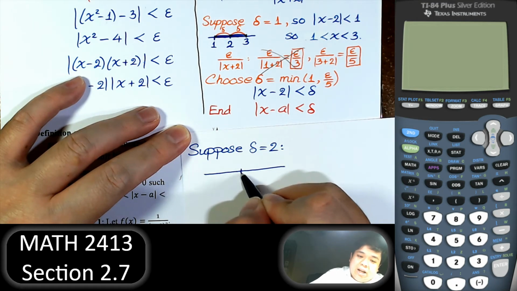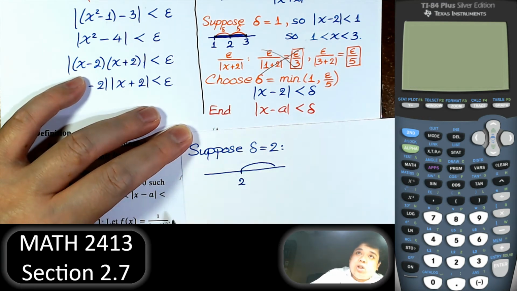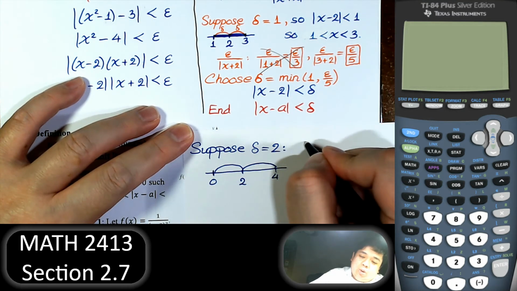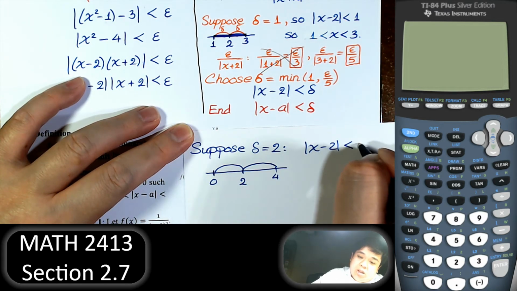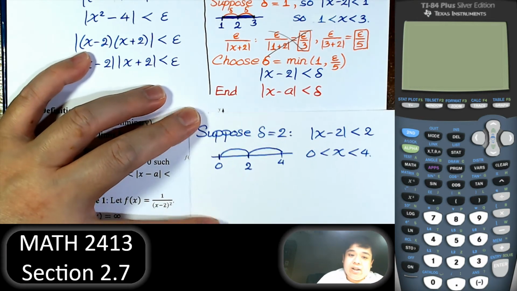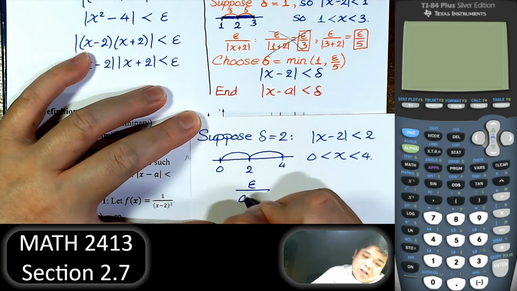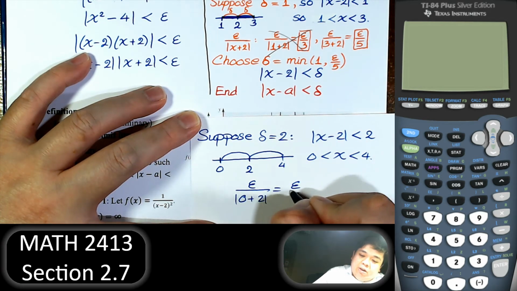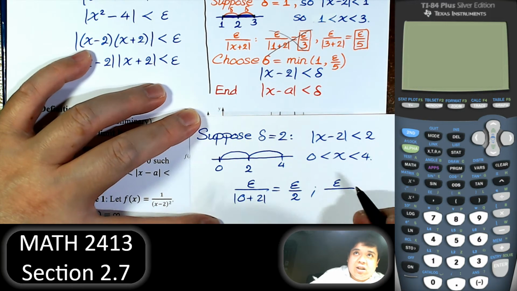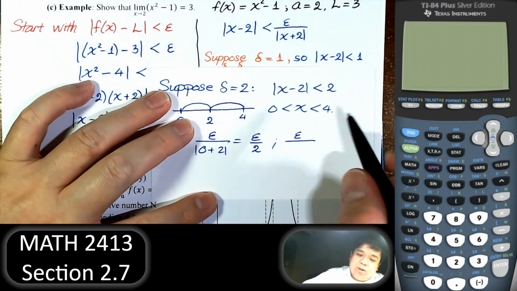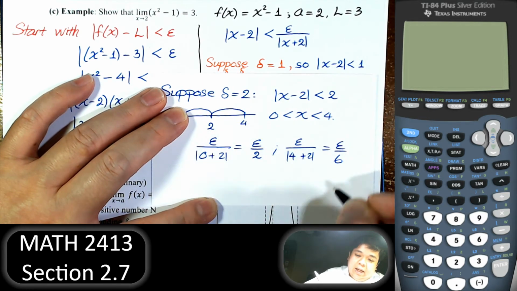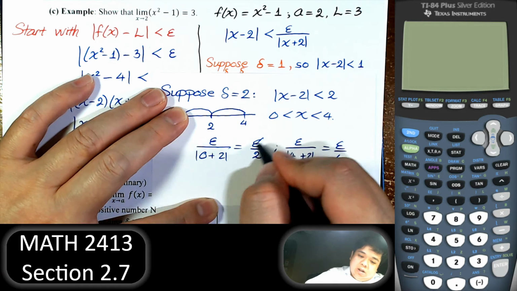So delta is 2, meaning that from 2 we can go 2 to the left and 2 to the right, so from 0 to 4. If delta equals 2, meaning x minus 2 is less than 2, then x is between 0 and 4. Now we will check. Put 0 in epsilon divided by x plus 2: that gives us epsilon divided by 2. And if we put 4 into x, I'm going to put that 4 in here too. Out of those two, this one is smaller, so ignore that.